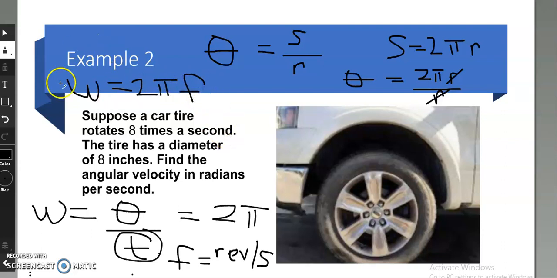Notice when I use this formula, the only thing I need is the frequency, which is 8 times per second, because that's revolutions per second. So I get 2 pi times 8, which is 16 pi. Let's look at one more example.